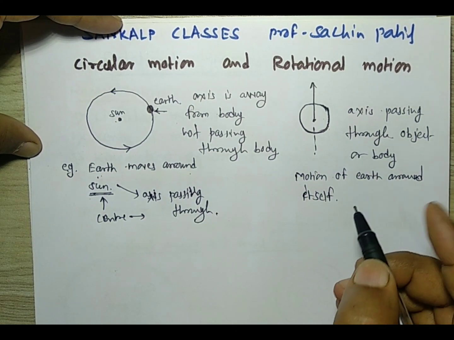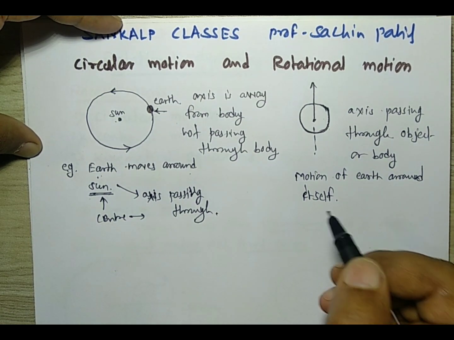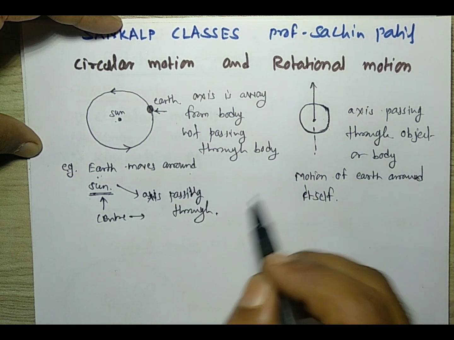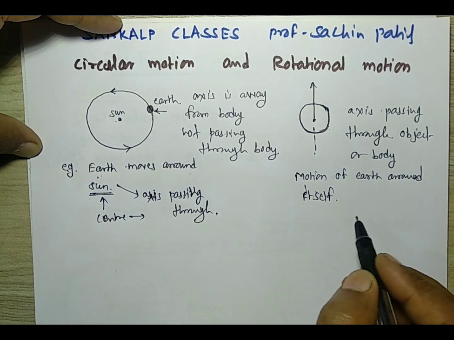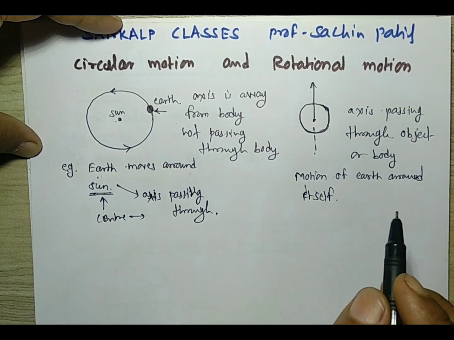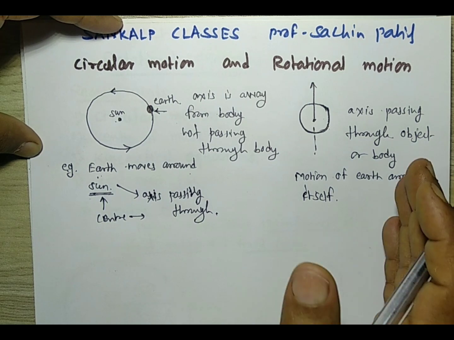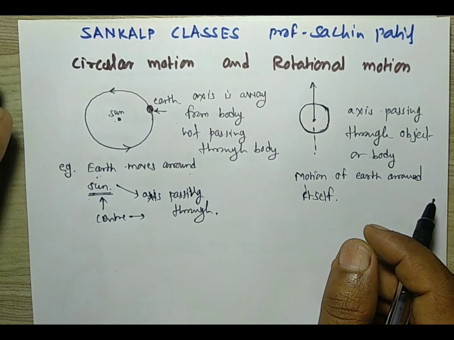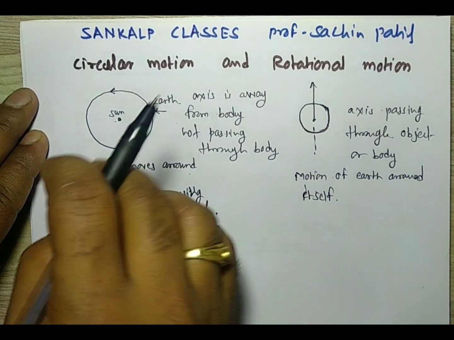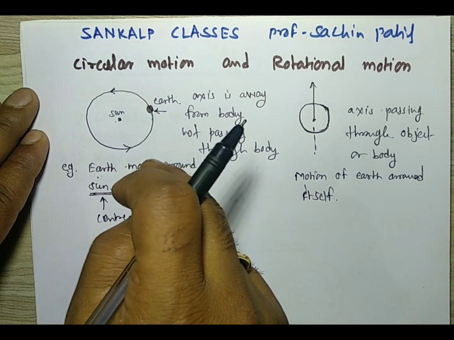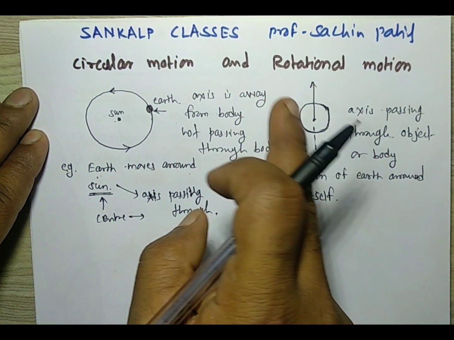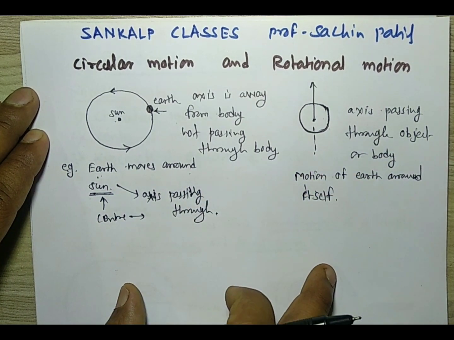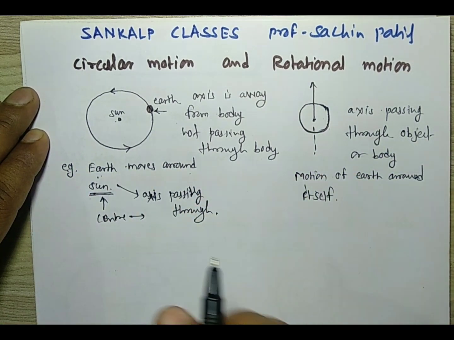What is it? That means Earth moves around itself. At that time the axis is passing through the North Pole and South Pole, and therefore you will get the rotational motion of Earth around the axis passing through itself. Those are the differences between circular motion and rotational motion. In circular motion, a particle moves along the circumference of a circle, and in rotational motion, the axis passes through that particular body, and therefore circular motion and rotational motion are differentiated like that.